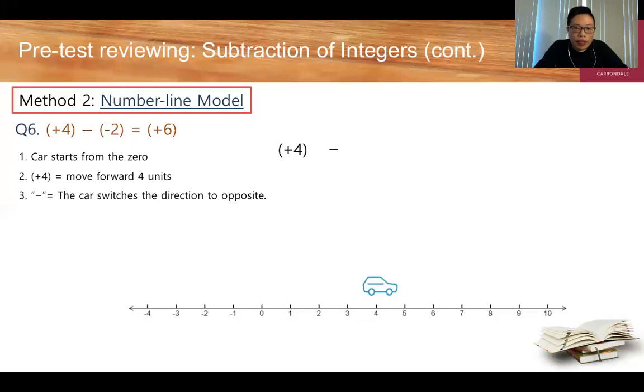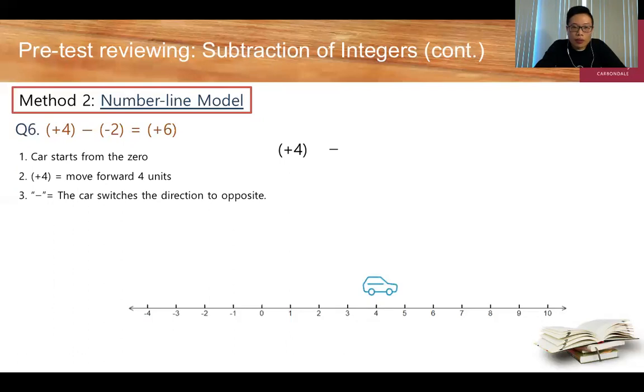And the minus sign means what? Recall the rule. The minus sign means the car will switch the direction to the opposite. Okay, so right now, because of the minus sign, the car switches the direction to backward. As you can see in the PowerPoint right now.